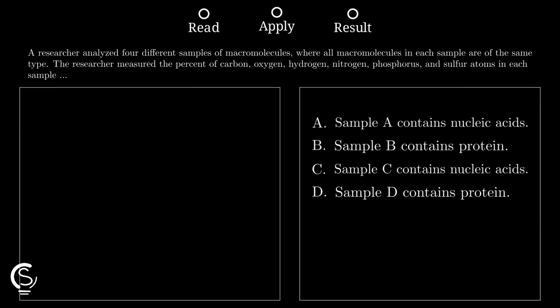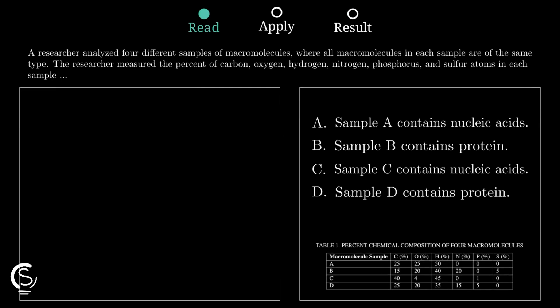Start with the protein fingerprint. Proteins are built from carbon, hydrogen, oxygen, and nitrogen, and some also include sulfur. So any sample missing nitrogen is already a bad protein candidate. Now check sample B against that pattern. It contains nitrogen and sulfur along with carbon, hydrogen, and oxygen, which fits protein really well. So this claim is strongly supported.